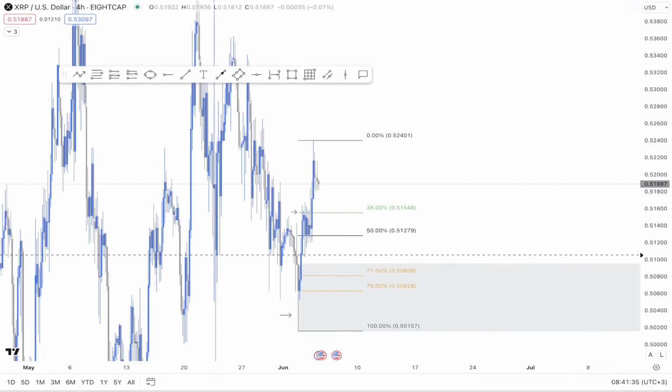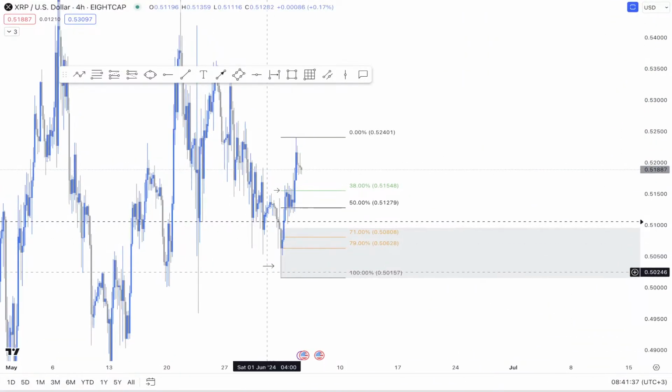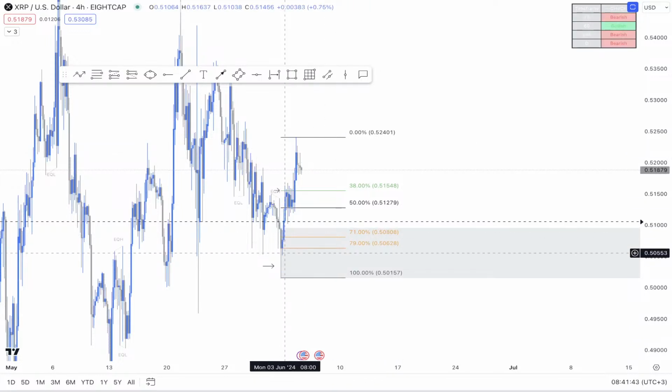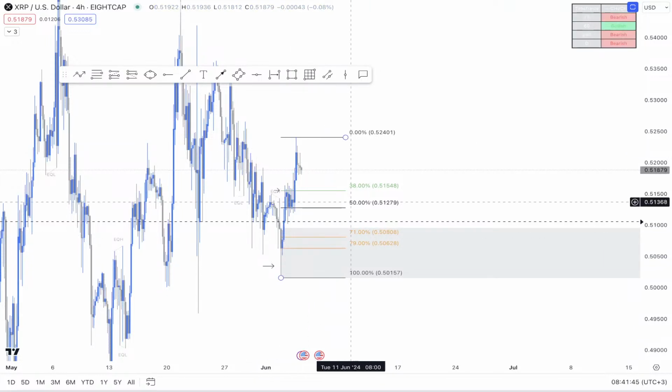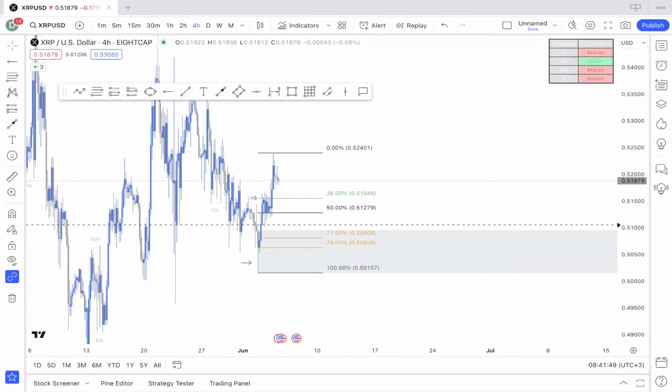XRP, we have a bullish setup. We have a bullish shift in momentum, liquidity sweep followed by this aggressive break. We also have this unmitigated order block that is lining up with the area of interest, and we now need to wait for a corrective pullback.